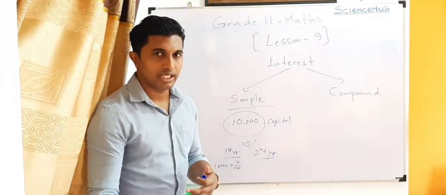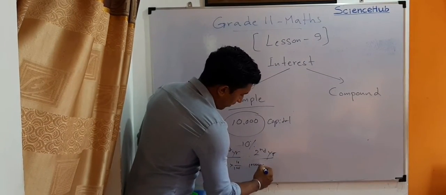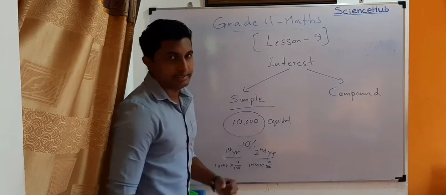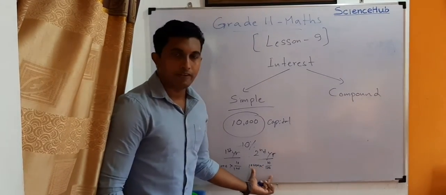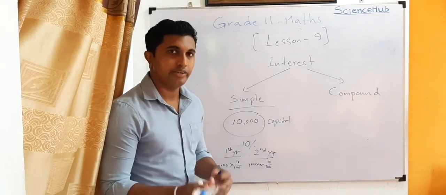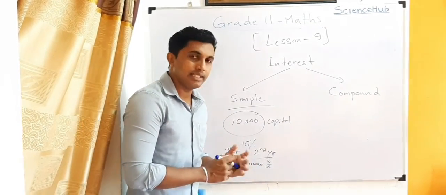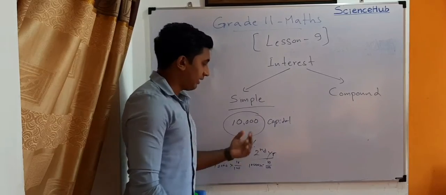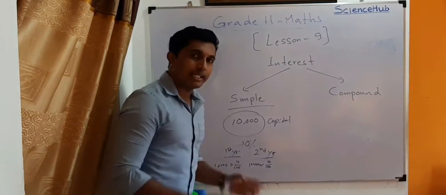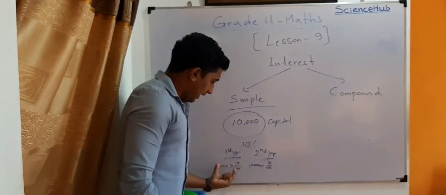Then what about the second year? The same thing. For the second year also, you have to multiply the capital by its interest rate. By this you can find the interest, only the interest for the second year, and then you add that to the capital. The thing here is that whether it is the first year, second year or third year, the capital is the same.